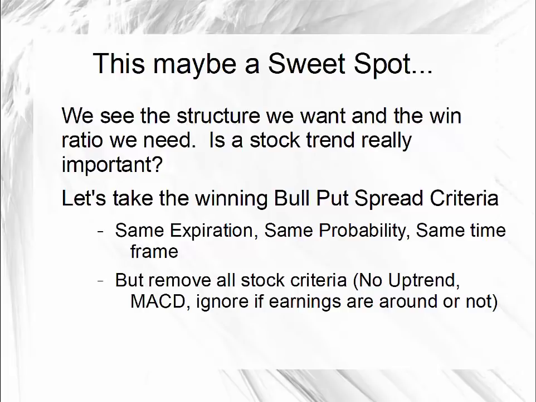Same strike difference and the exact same time frame. But we're going to remove all the stock criteria. We're not going to look for stocks in an uptrend. We're not going to look for stocks that have a positive MACD crossover that we have set into our search. And we're going to ignore if earnings are around or not. We're just not going to care because we've got the 85% probability. Do we need anything else?